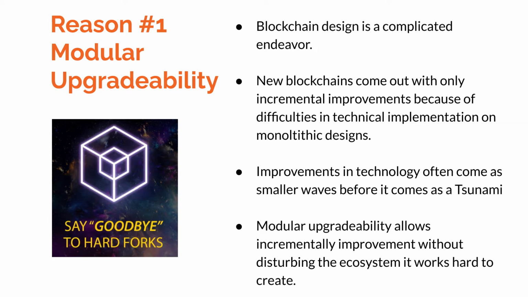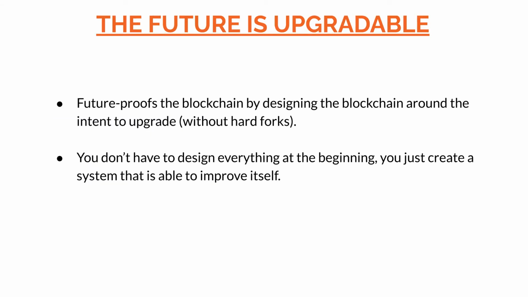And improvements in technology often come in small waves at first before they come as a tsunami. When blockchains build communities over these smaller waves of improvements, and then a sudden tsunami of tech appears, it becomes very difficult for a blockchain to capture that improvement if it wasn't designed with upgradability in mind. Modular upgradability allows Koinos to improve incrementally without disturbing the ecosystem it works so hard to create. The future ultimately is upgradable.